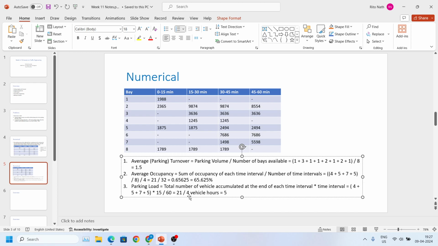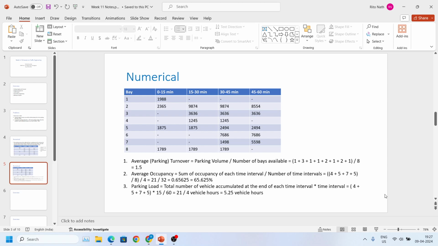So this comes out to be 5.25 vehicle hours. So this will be your parking load. Again, this is, I think, similar to one of the example problems that have been solved in the slides as well. So you'll find it there.